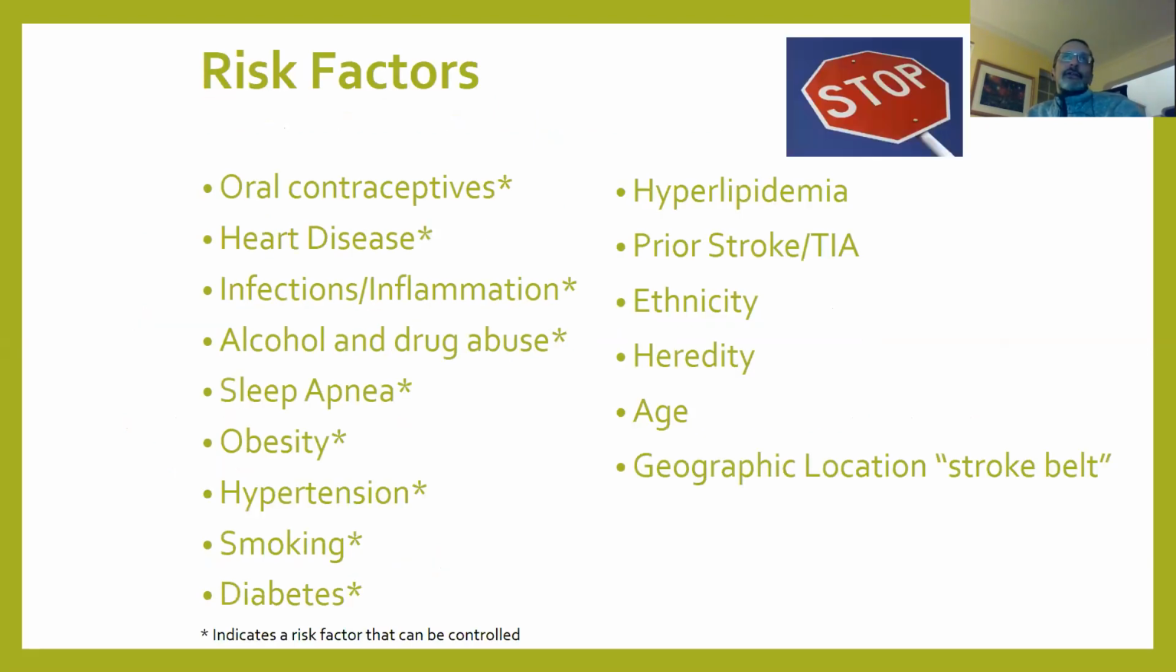So we talk about risk factors. I went over this list a little bit more here, and just want to talk about it briefly. These risk factors on the left can be controlled: contraceptives, heart disease, inflammation, alcohol and drug abuse, sleep apnea, which causes types of breathing issues with the heart, obesity, hypertension, which is high blood pressure, smoking, and diabetes mellitus. These are all controllable to some degree. Again, the reality of life is a bit more complicated than that, but they are. High lipids, hyperlipidemia, having a prior stroke, ethnicity, heredity, age, and even where you live, to some degree, because you can move, but it may not always be possible. Those are less controllable risk factors.